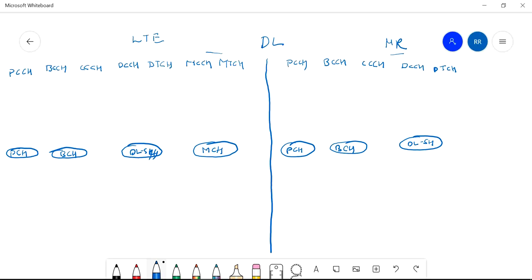Now let's come to the physical channels and see what the differences are between LTE and NR. In LTE we have PDCCH, the physical downlink control channel, and we do have PDCCH in NR as well. We have PBCH, the physical broadcast channel, in LTE, and we have PBCH in NR as well.